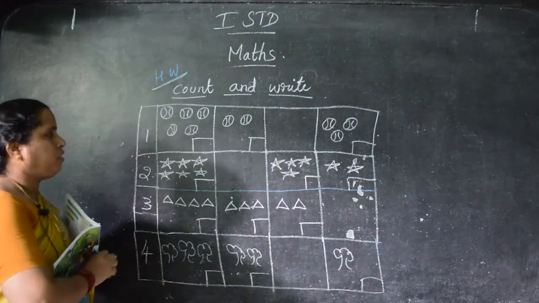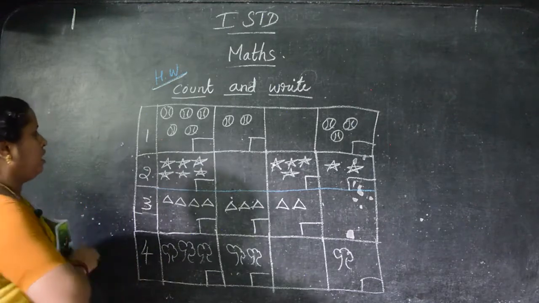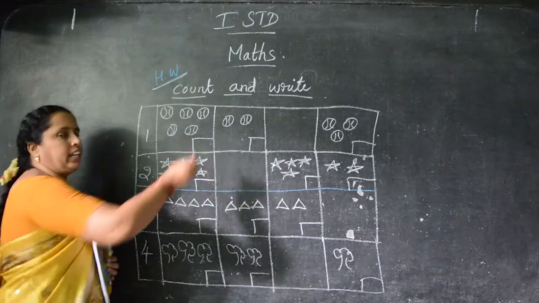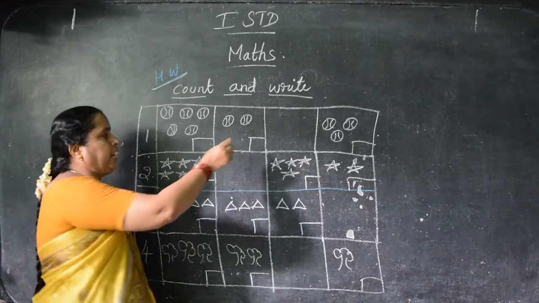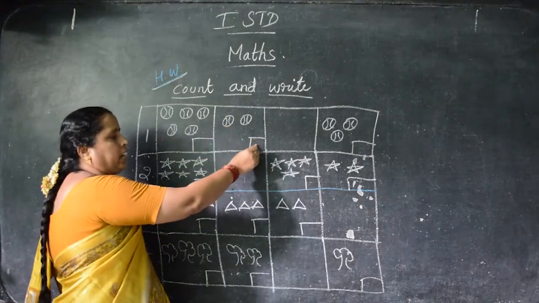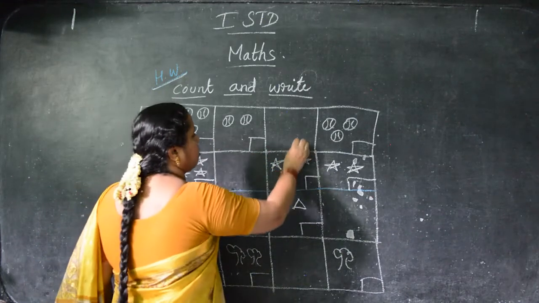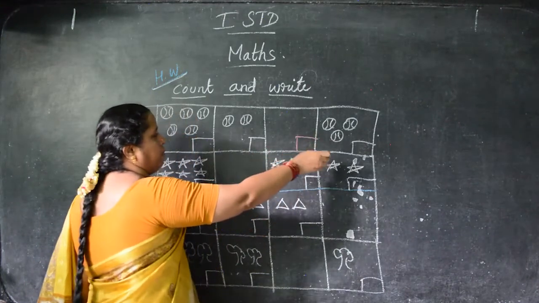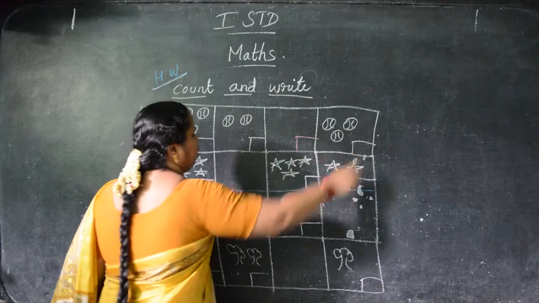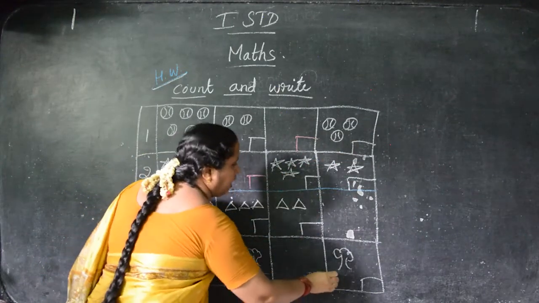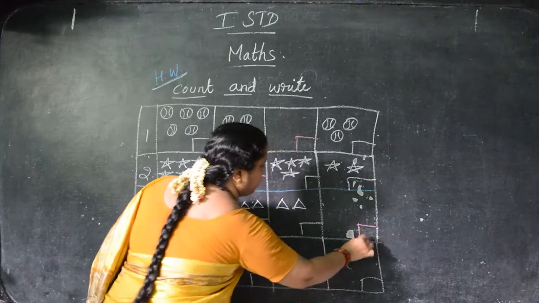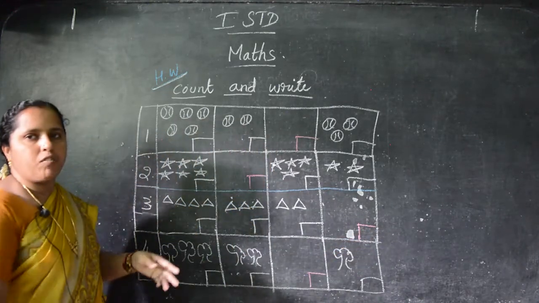So this is homework for you. Here, see, how many balls? You have to write the numbers here. How many balls here you have to write. Next, here see how many balls, you have to write the number here in the box. Here you have to write the number. Okay. So you should count and write the numbers. This is the homework for you.